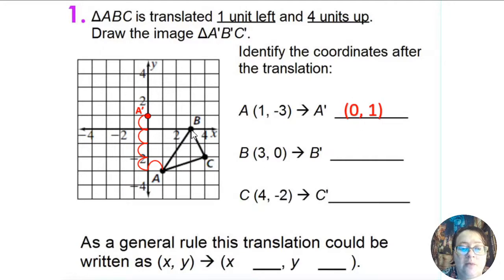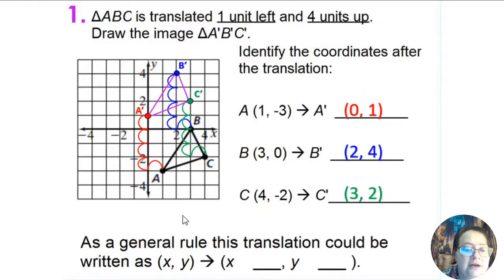Then we start at B and we do the exact same thing. 1 unit left and 4 units up. There's my new point, B prime, at 2, 4. And again, we do the same thing at C. 1 unit left and 4 units up. So here is my new point, C prime, at 3, 2. I can connect these lines, and you see we have the exact same triangle shape. It just slid across the graph.